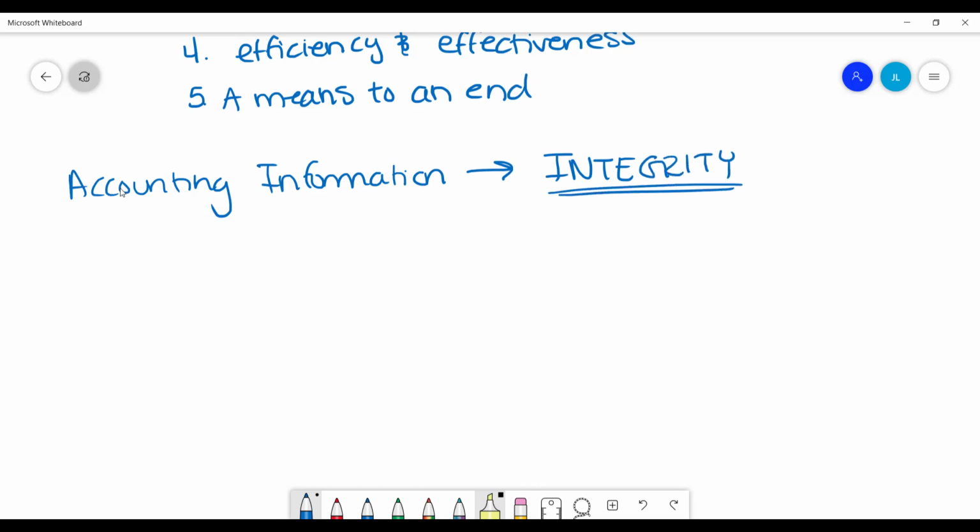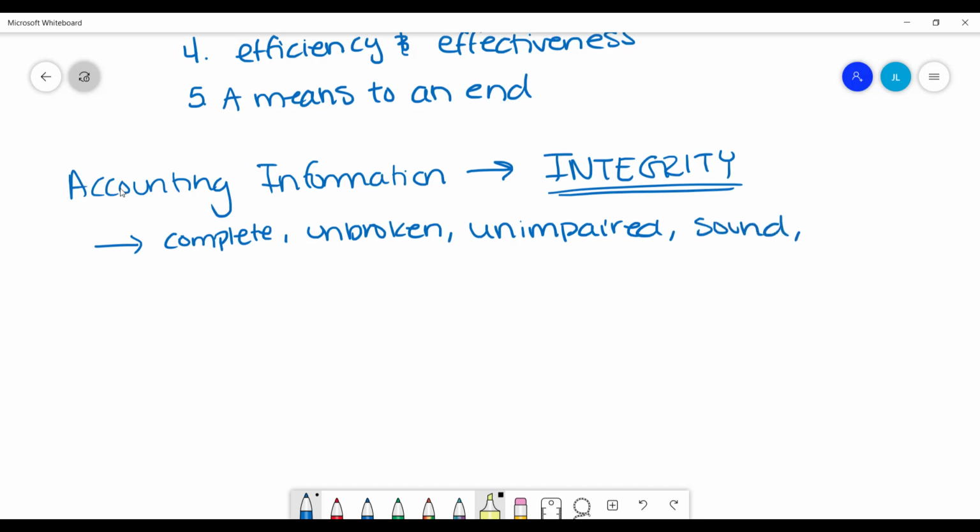Okay? And what does integrity really refer to? Well, our text has actually given us a nice breakdown of really what that comes down to. And they refer to it as complete, unbroken, unimpaired, sound, honest, and sincere. Okay? So those are just some words to help us kind of jog our memory of what integrity really refers to.